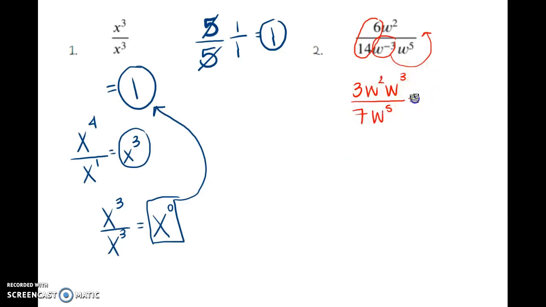So simplifying a little bit further, w squared times w cubed, we know that that's w to the fifth. So we have 3w to the fifth over 7w to the fifth. Well, again, w to the fifth over w to the fifth, something that's the same on top and on bottom, essentially cancel because it simplifies to 1 over 1. So my final answer here ends up being 3 over 7. How about this one here?